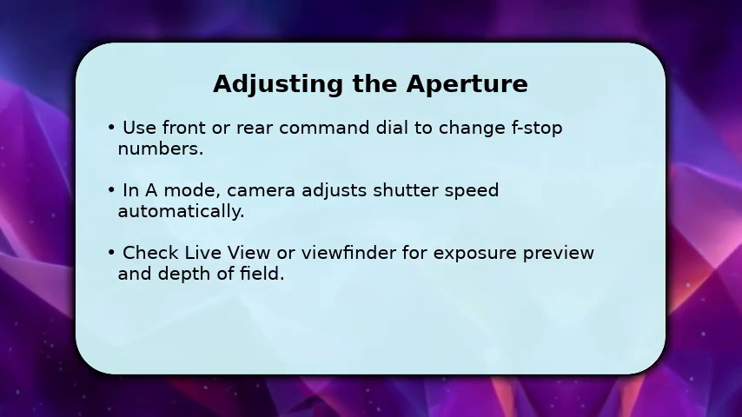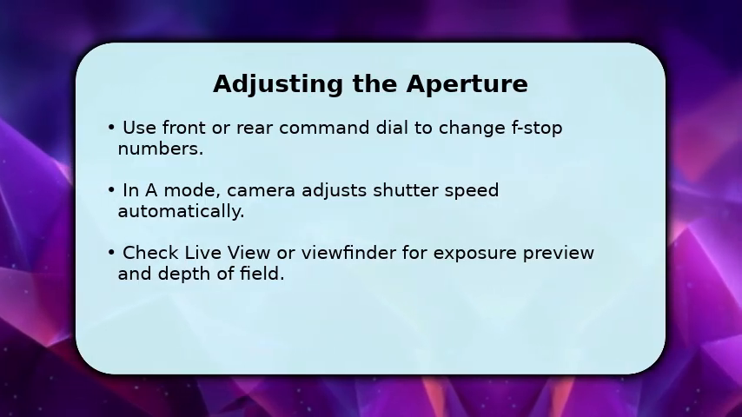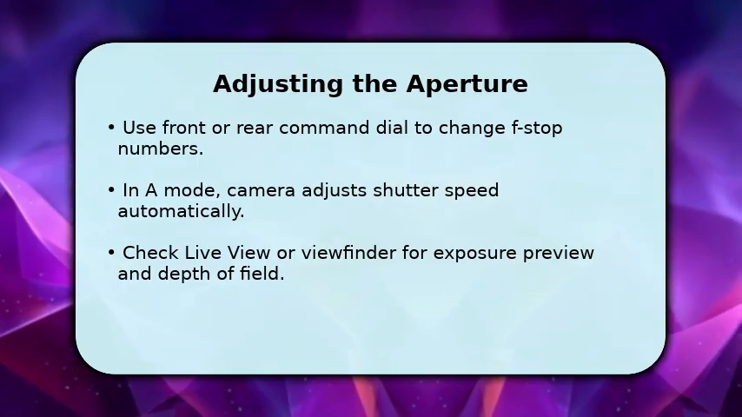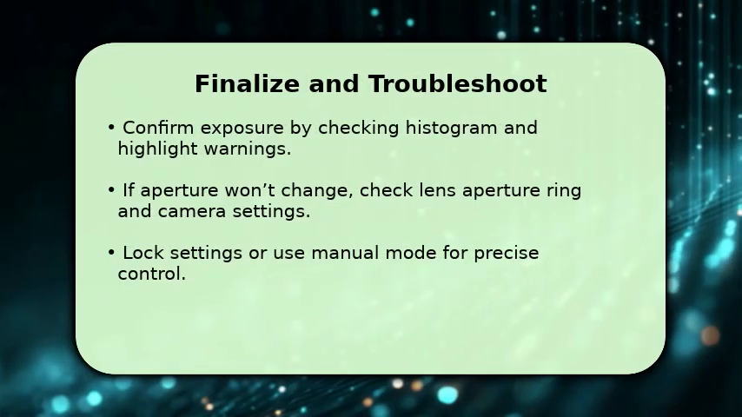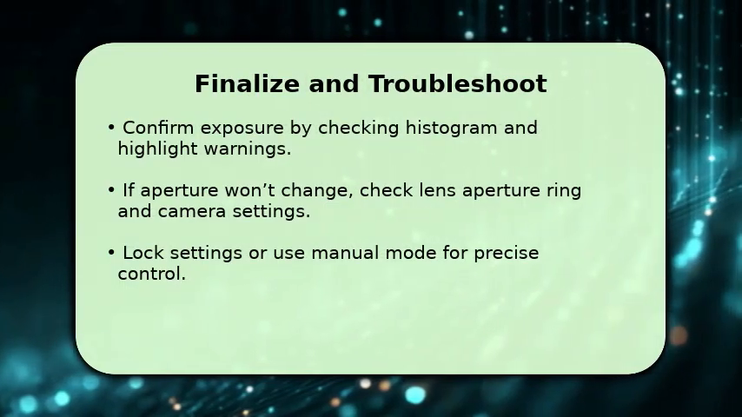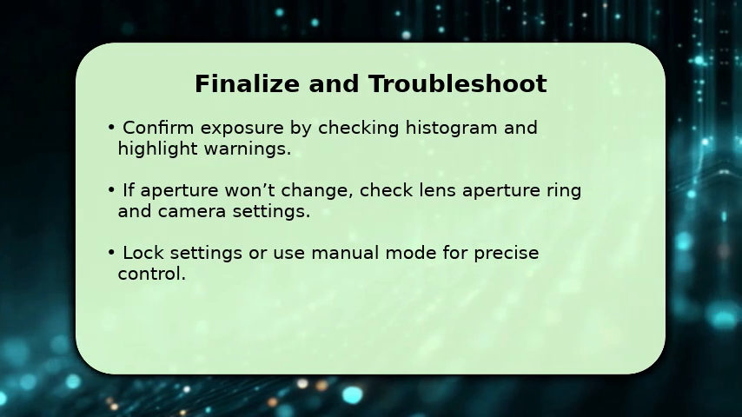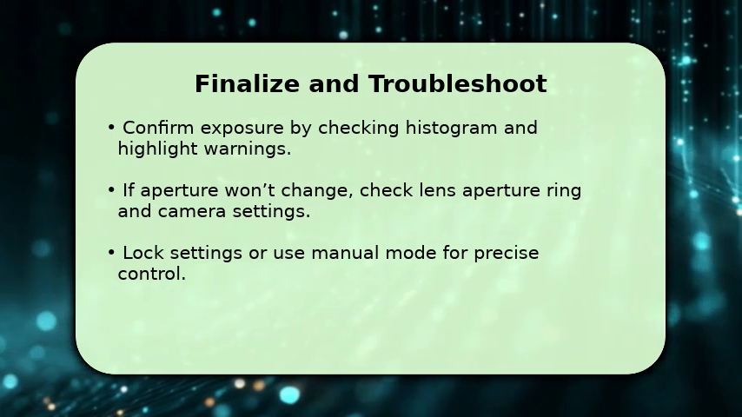Make sure to watch live view or the exposure indicator in the viewfinder so you can see the effect on brightness and depth of field. Adjust ISO. To finish, review your shot. Check the histogram and highlight alerts, and preview depth of field in live view or with a depth of field preview button if available. Once satisfied, you can lock settings or switch to manual mode to control both aperture and shutter precisely.